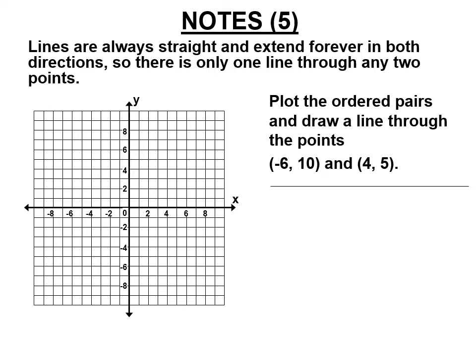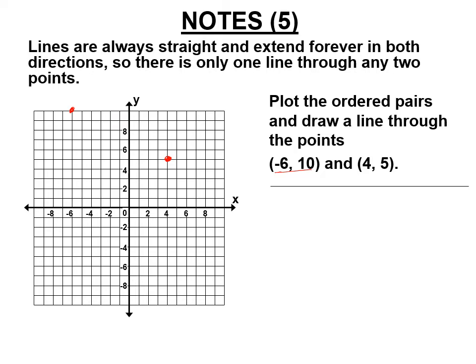Lines are always straight and extend forever in both directions, so there's only one line through any 2 points. So plot the ordered pairs and draw a line through the points. So we're going to plot x is -6, y is 10, way up there, and x is 4, y is 5. And now we're going to draw a line through the points.